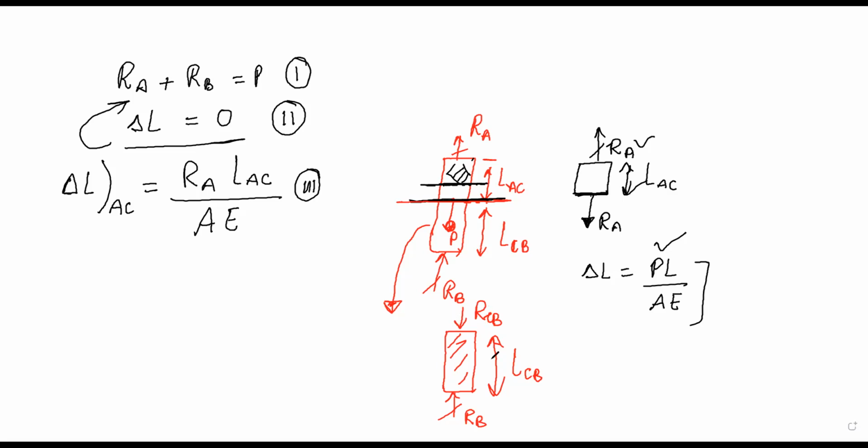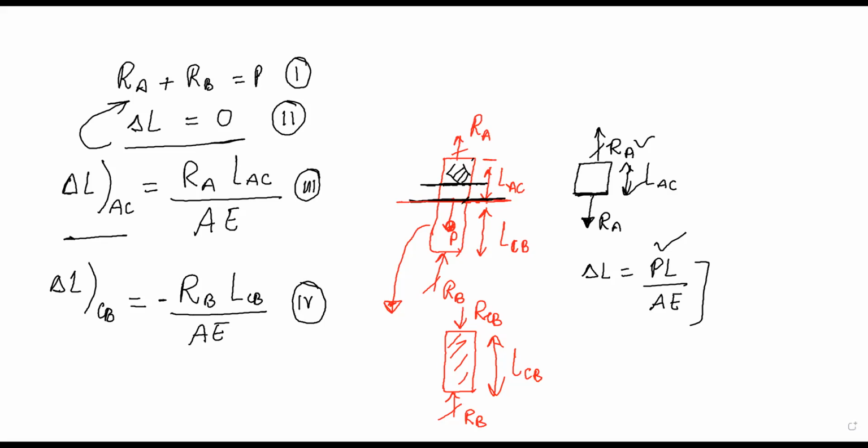Therefore, under the influence of RCB, what will be the change in length for the element CB? The change in length, delta L for the element CB, will be equal to load on it, which is RB, times length LCB, divided by area into Young's modulus of elasticity. The load is compressive, that's why I will write this with a minus, and call this equation number 4. So delta LAC is the change in length of the element AC. Delta LCB is the change in length of the element CB.